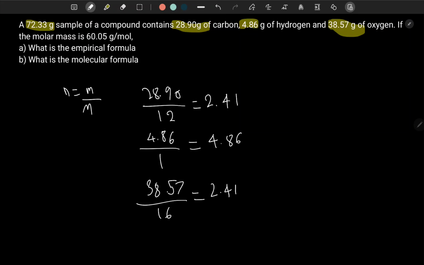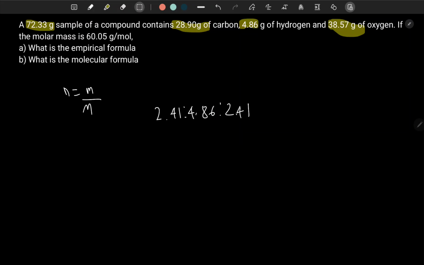Now we can write this in the ratio format. Let me just clear everything and write it. This is the final ratio that we are getting, and we notice that the entire thing is divisible by 2.41. If we divide it by 2.41, it's going to be 1 comma 2. It's going to be very close to 2, so we round it, and the last one's going to be 1. So this is the final ratio and it is the empirical formula.